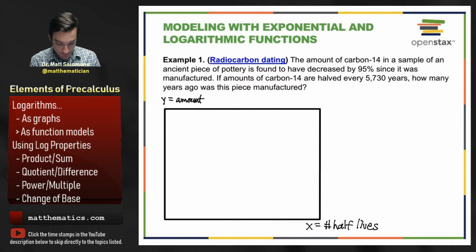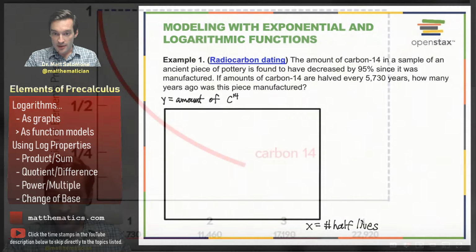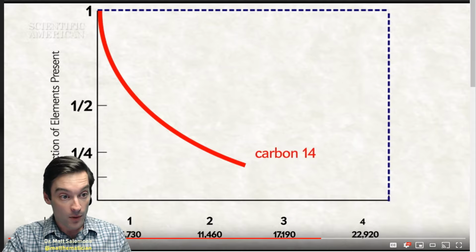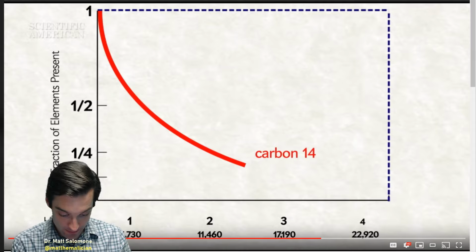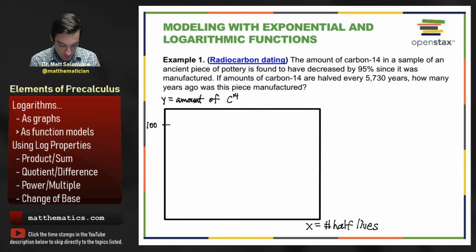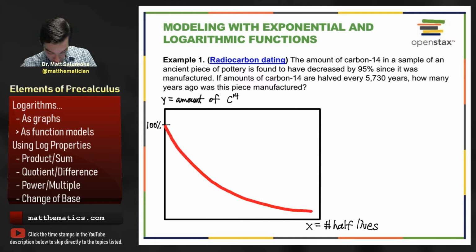So if x is the number of half-lives and y is the amount of carbon-14, then just like in the graph from the video, we're going to imagine that this amount starts out at 1, or if you like, 100%. So we're just going to make that my y-intercept, 100%. And then over time, there is a decay, radioactive decay of the amount of carbon-14. I'll try and draw this as smoothly as I can here. Right. And so there's this decay over time.